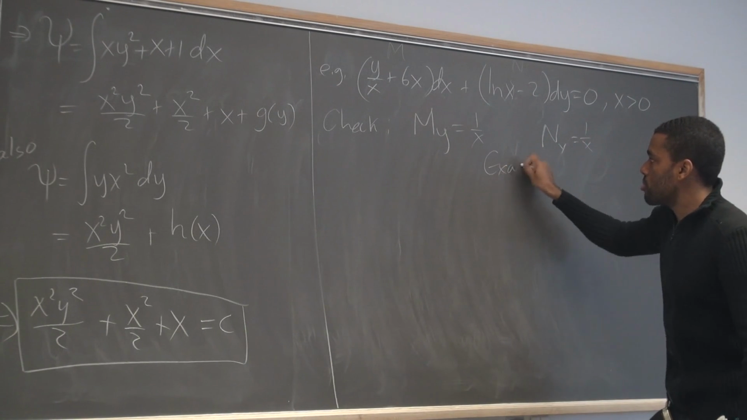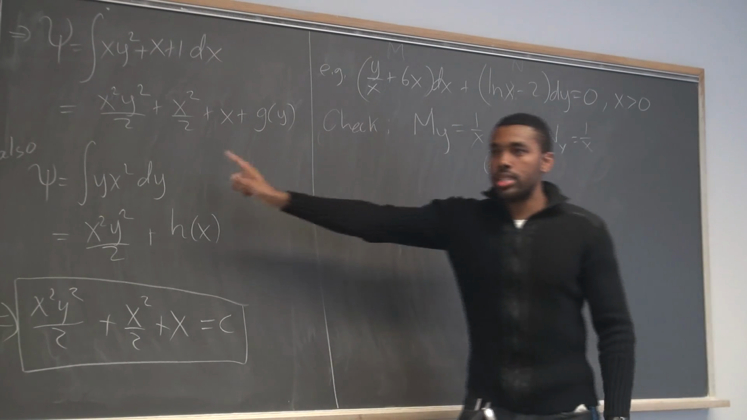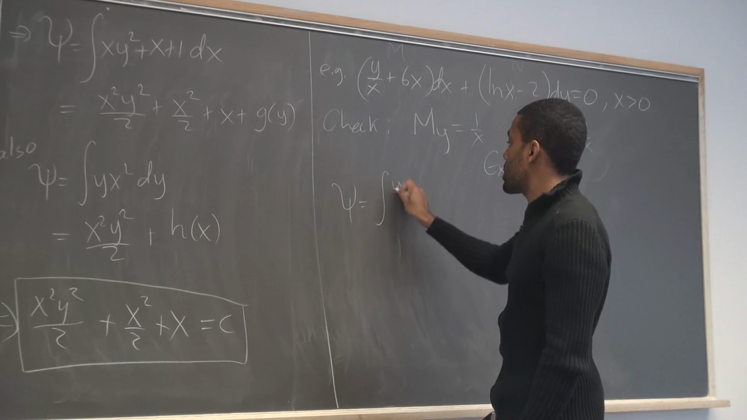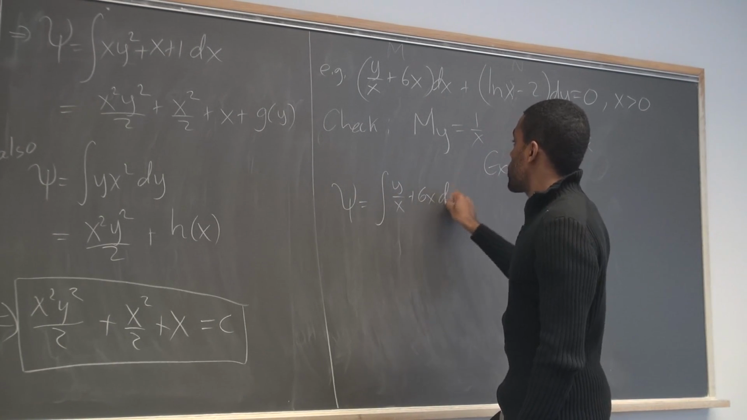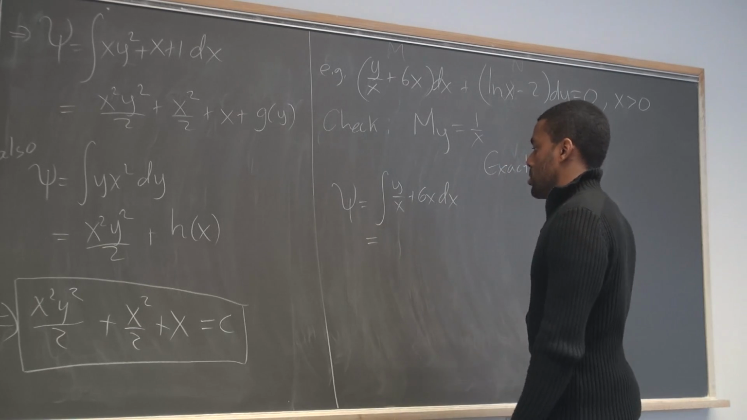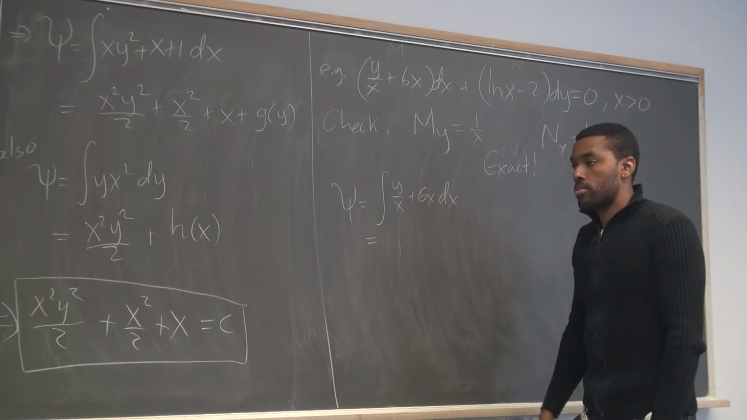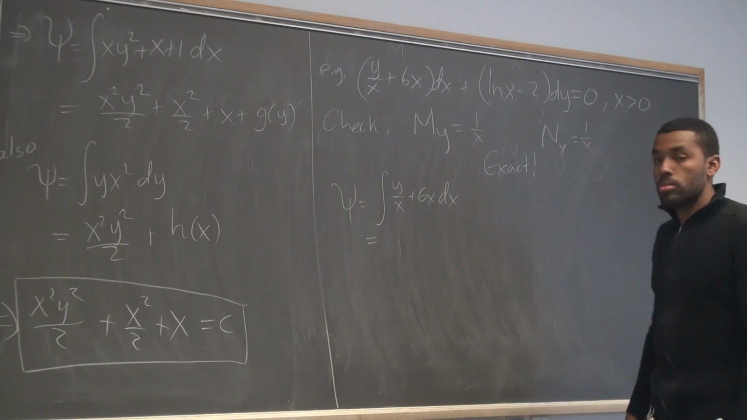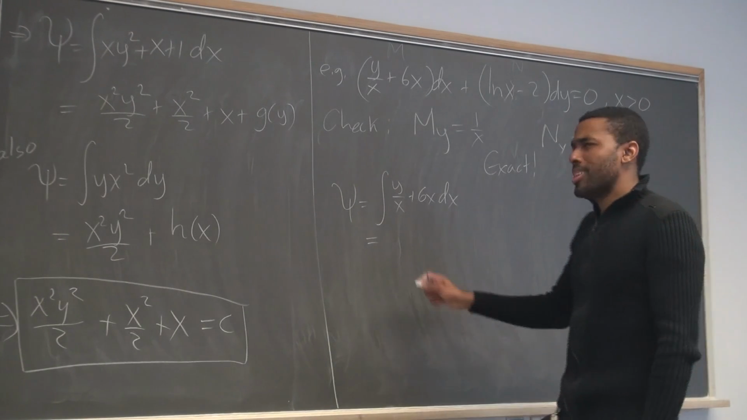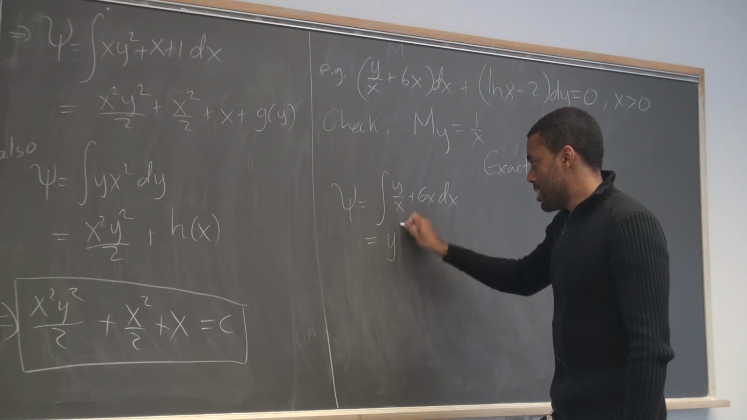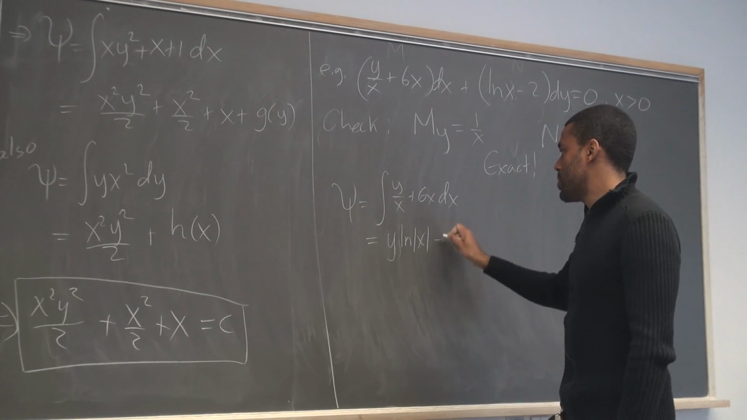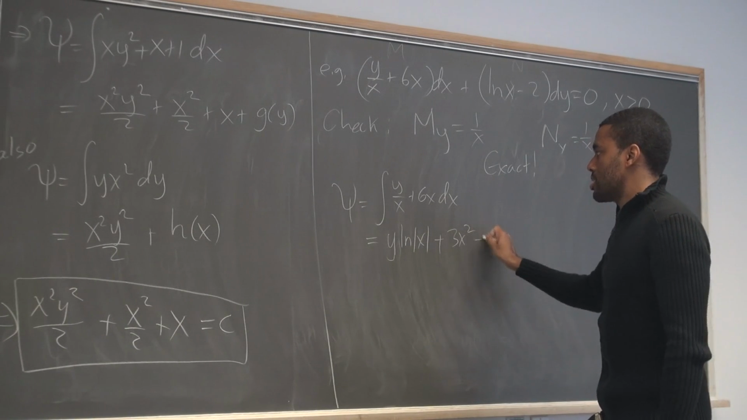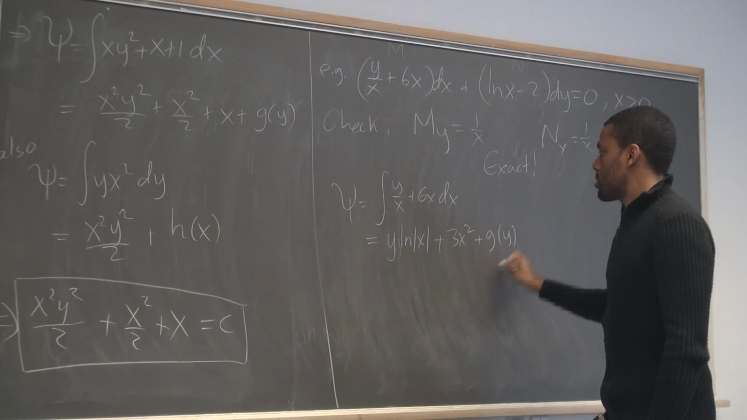It means we're exact. It means there exists a function psi that does this. How do I find it? Well, I would know that that function is the integral of this guy with respect to x, which is what? Integrate this with respect to x. y ln of x, right? Because we know our calc 2. Plus 3x squared plus g of y. Plus some constant.